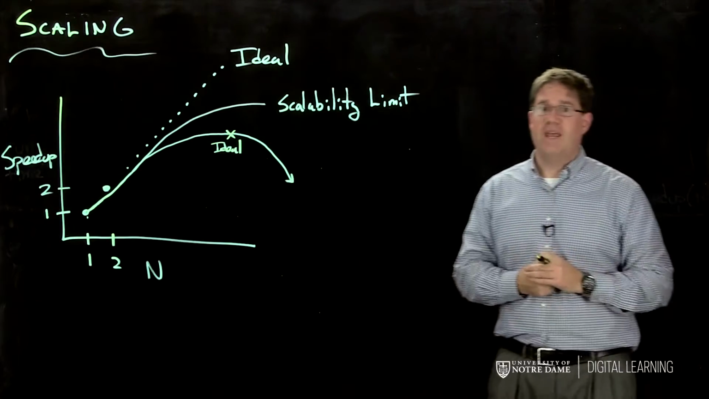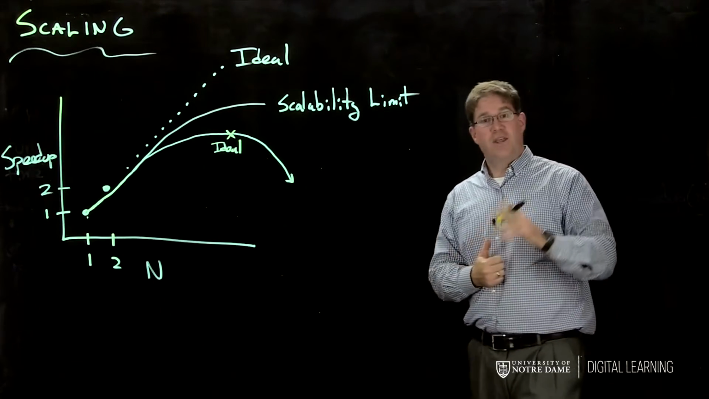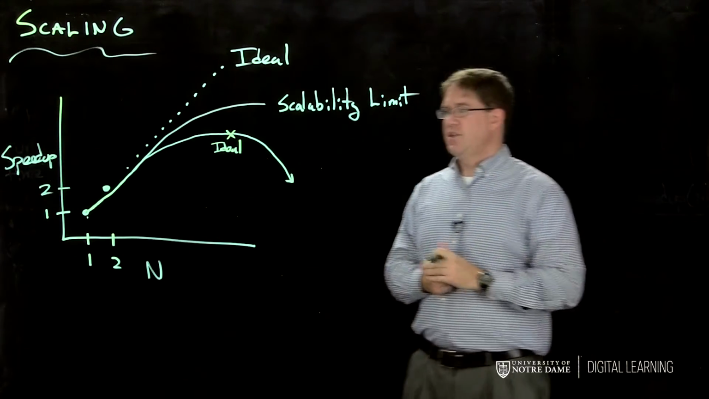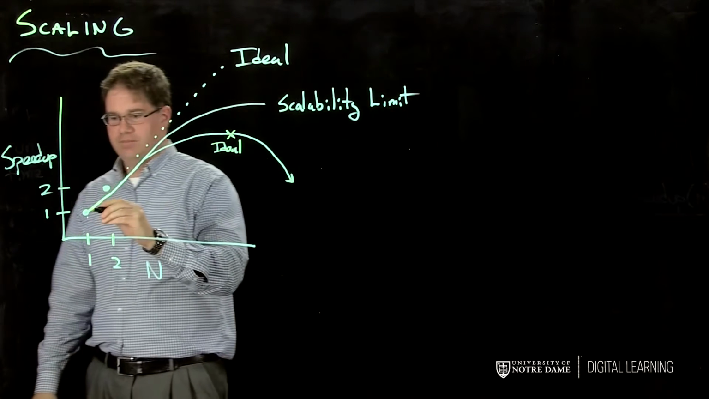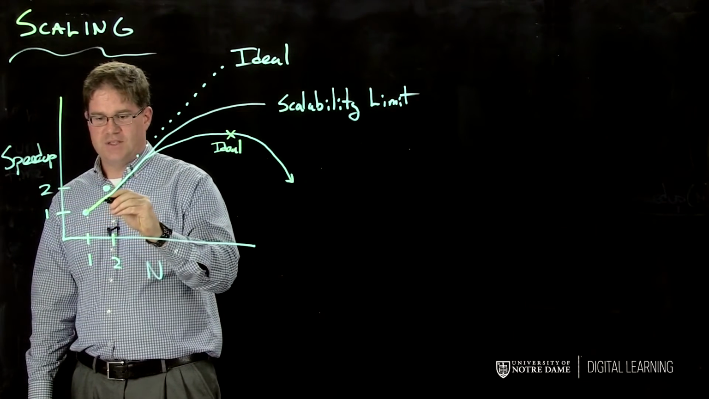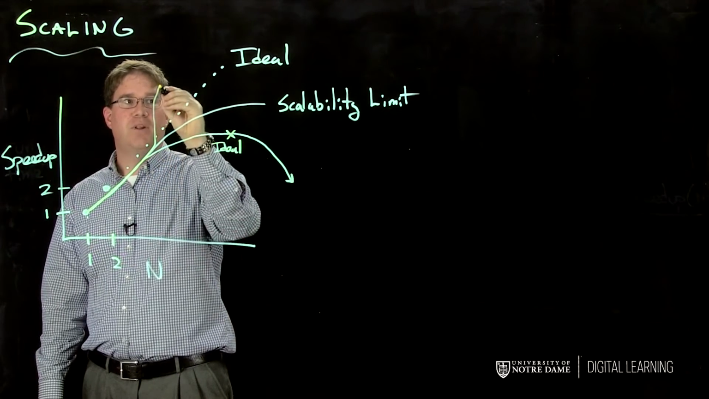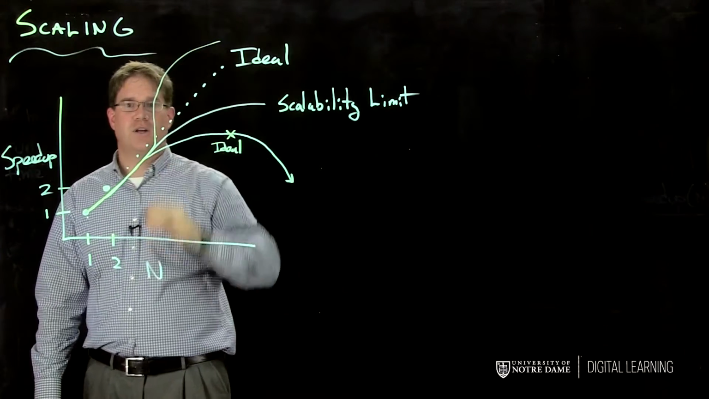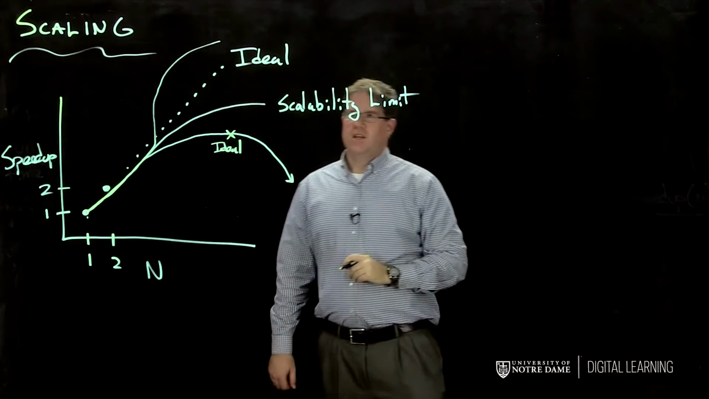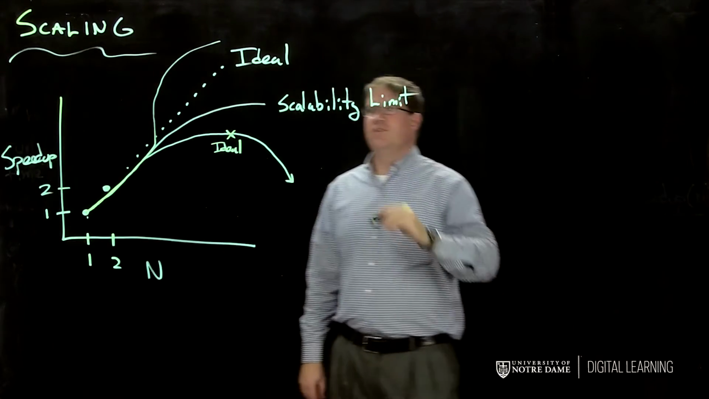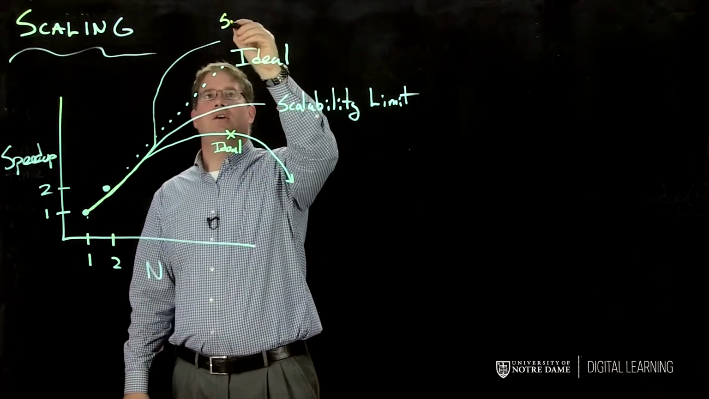Now, there's some other behavior that you should know about as well. There are some applications that can actually come above the line. So we'll see them do something like this. They start off with linear scalability, and then suddenly they jump up like that and go like that. Now that's very strange behavior. In fact, we call this superlinear scaling.